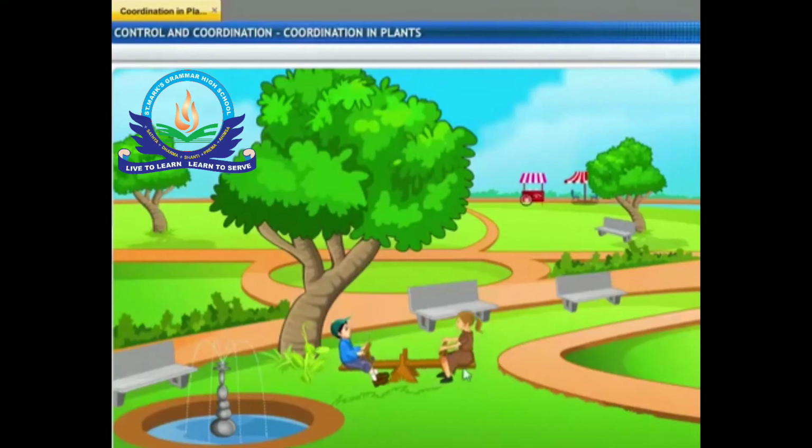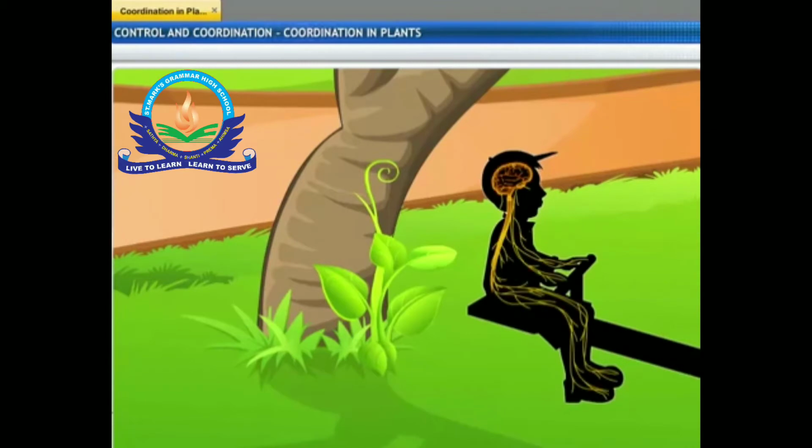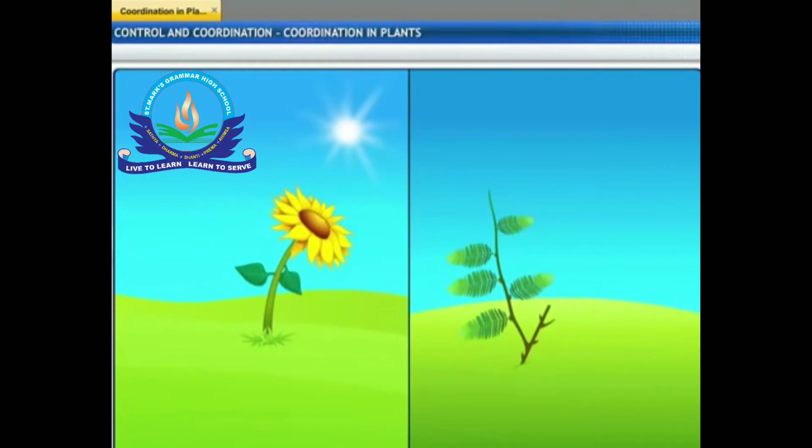Signals from the environment. Plants are no exception. But, unlike animals, plants don't have nerves for controlling and coordinating their activities. So how do they respond to stimuli? Plants respond to stimuli with the help of chemical compounds secreted by cells whenever needed.